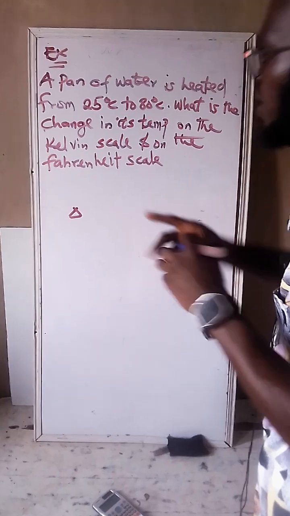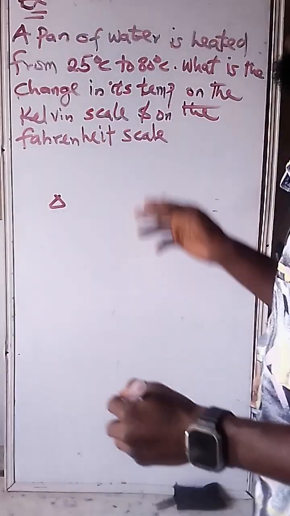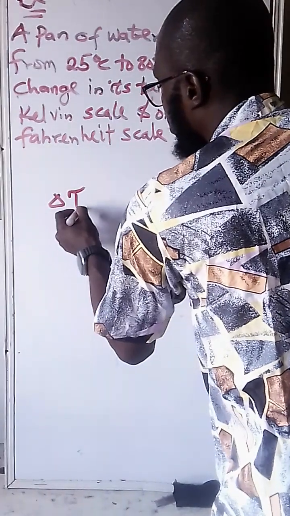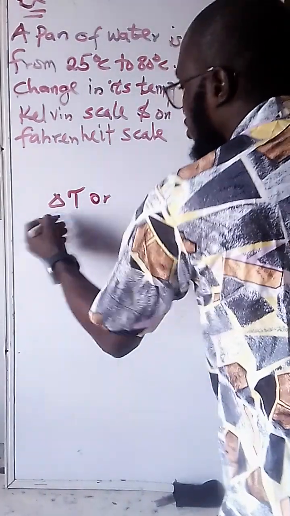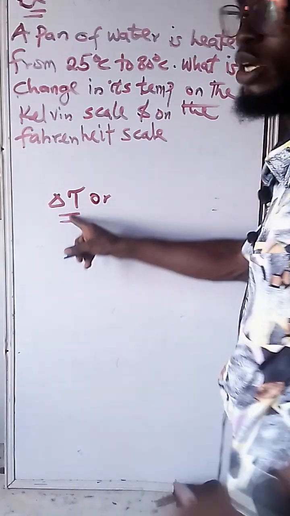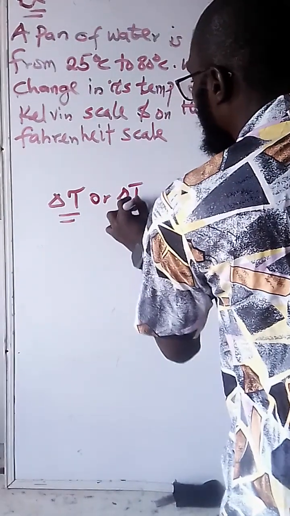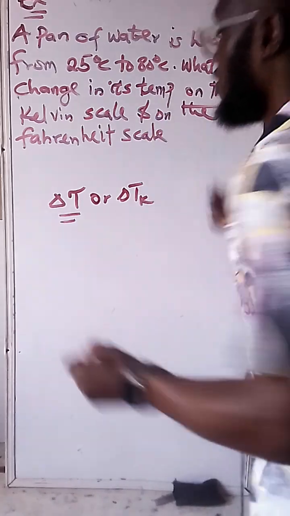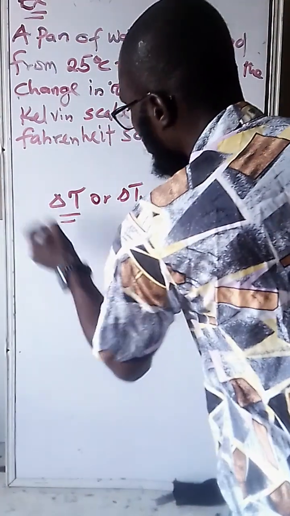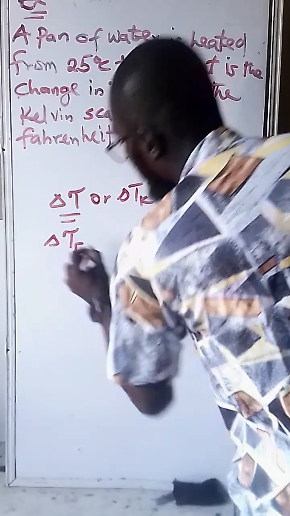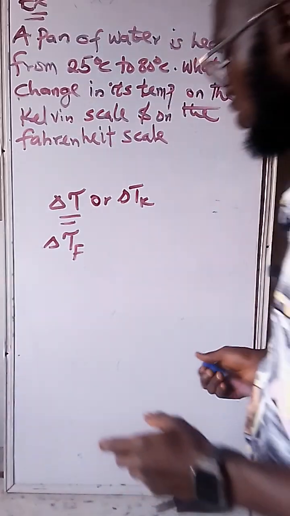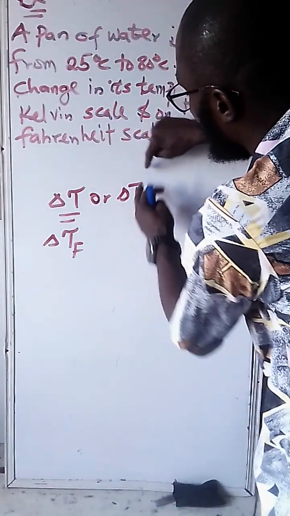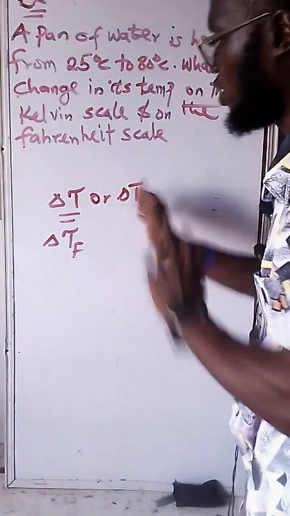Are we together in mathematics and in physics? Change in temperature on the Kelvin scale, that means change in T, the change in absolute temperature in Kelvin, or you write change in TK. Anyhow, in Kelvin scale and on the Fahrenheit scale, that means change in TF. Hope I'm communicating. Note, this change in T is still the same thing as change in TK. You can use either symbol.